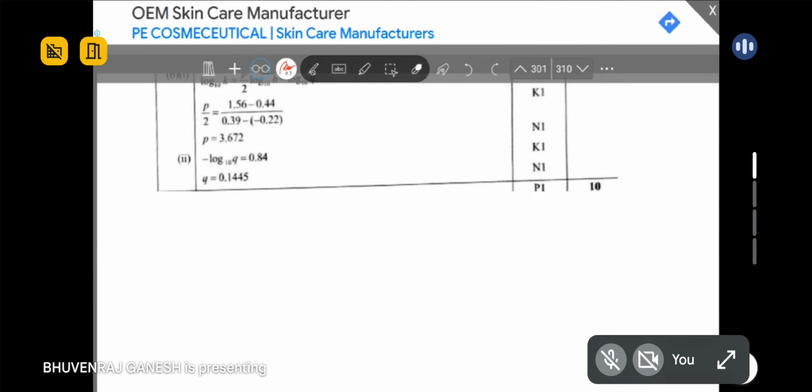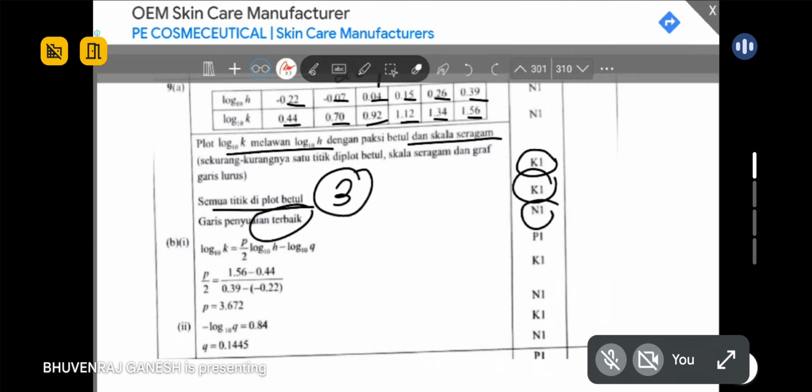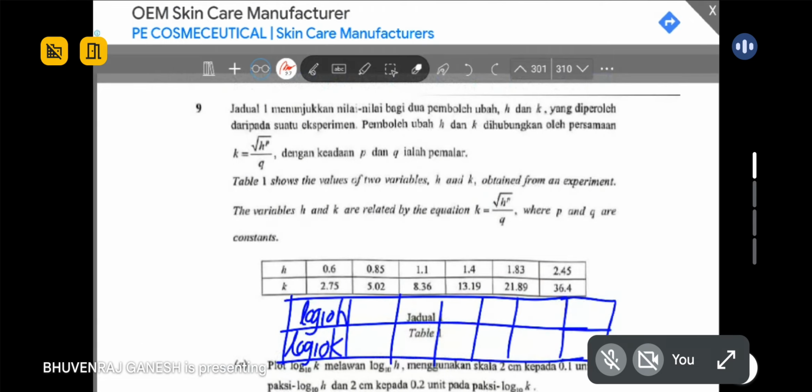So that means maybe your best fit line is wrong lah. Kamu lukis secara salah. So kamu kena perbetulkan lagi pembaris kamu. Faham tak? Try to draw a line that passes through most of the points. Okay? All right. So now, you have to convert this equation, guys.